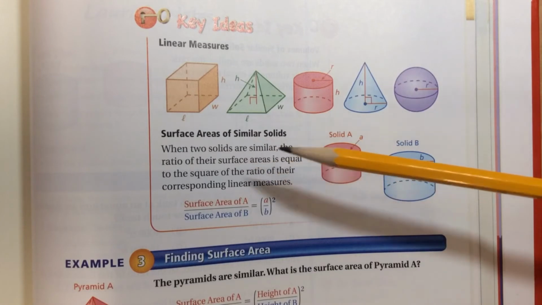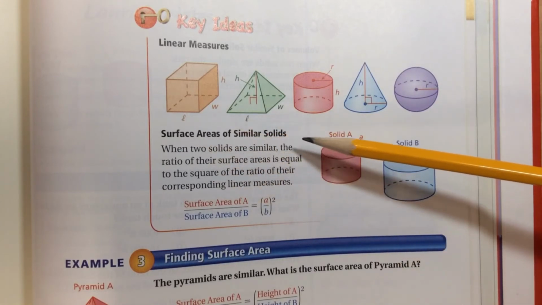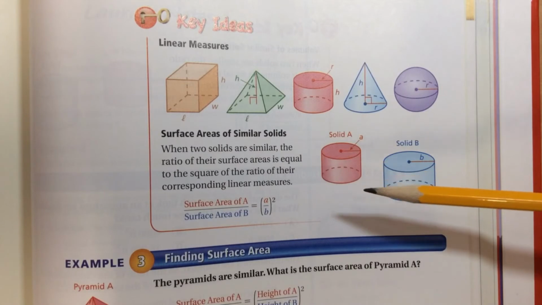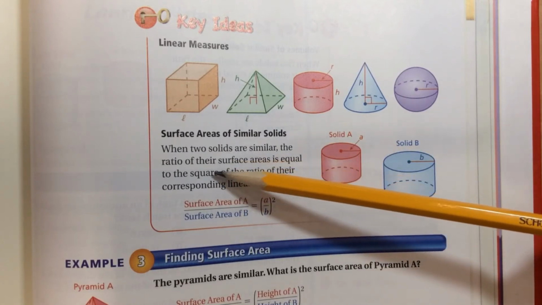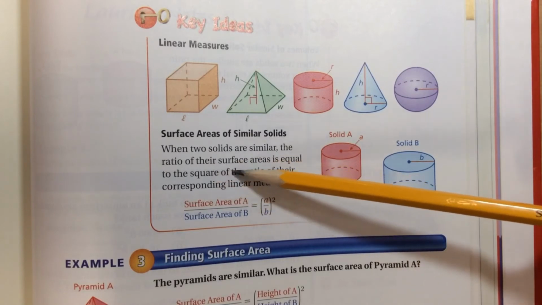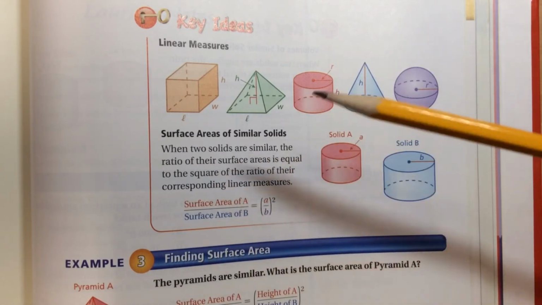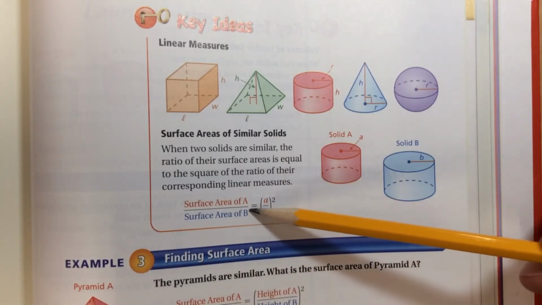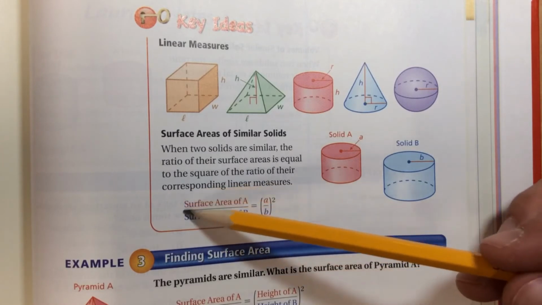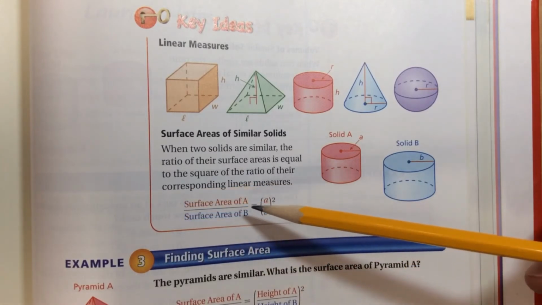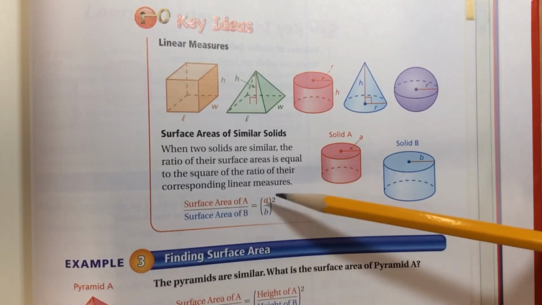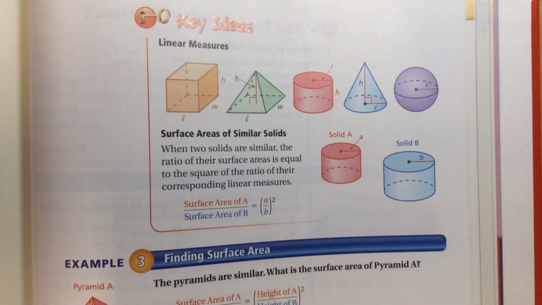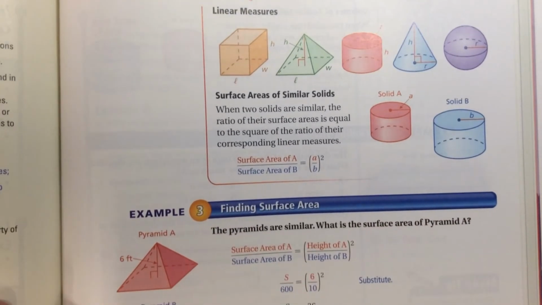Surface areas of similar solids. When two solids are similar, the ratio of their surface areas is equal to the ratio of their linear measures, but it's the square of it. The square of the ratio of their linear measures, which makes sense. We have to square their linear measures to get the ratio of their area measure. Well, the units help us out with that. The units for the area are squared, so we have to square the linear measures for them to be proportional. So let's take a look at what that means.